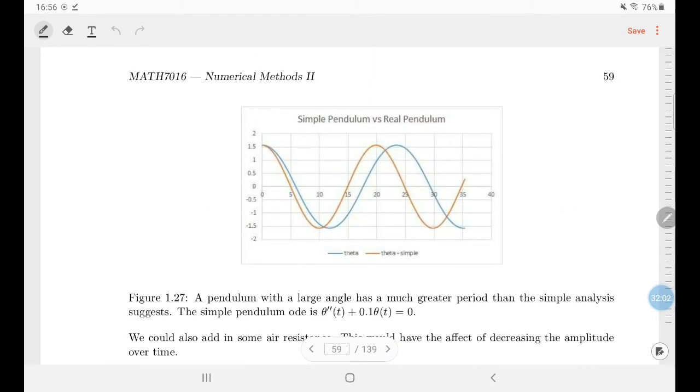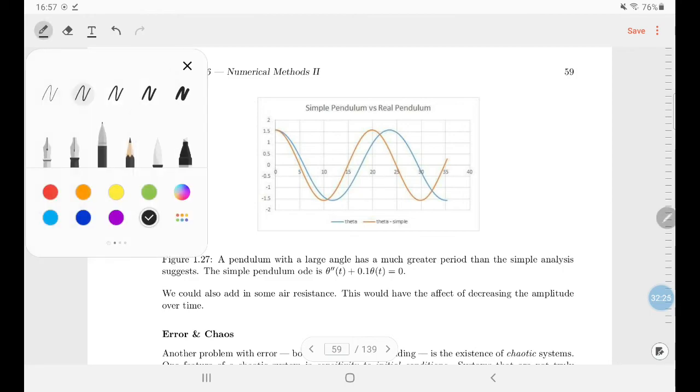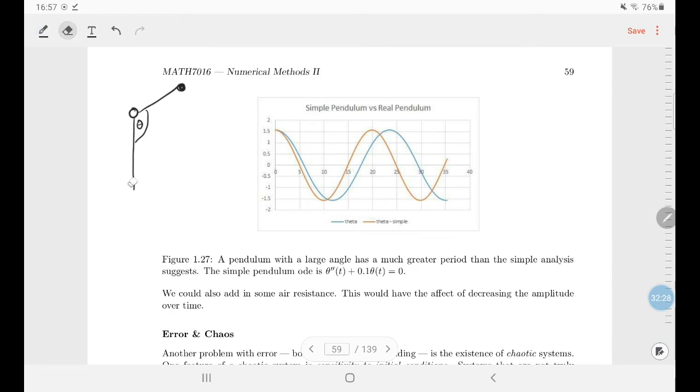So have we got anything interesting up here? No, here we got a comparison. So a pendulum with a large angle has a much greater period. So if you imagine a pendulum with a big angle, I think maybe you'd be better off actually just watching a video for this, but you get this kind of phenomenon where it takes ages to come down.